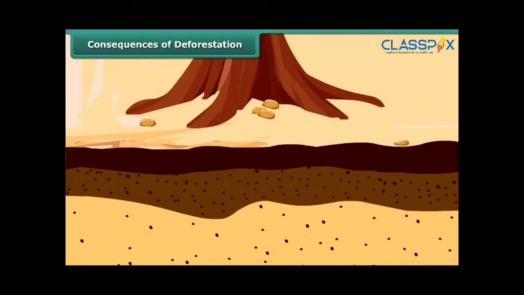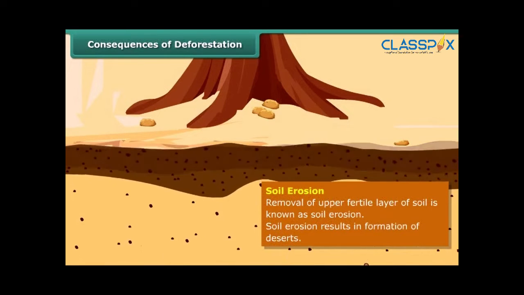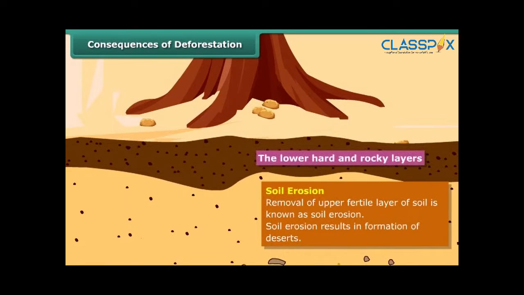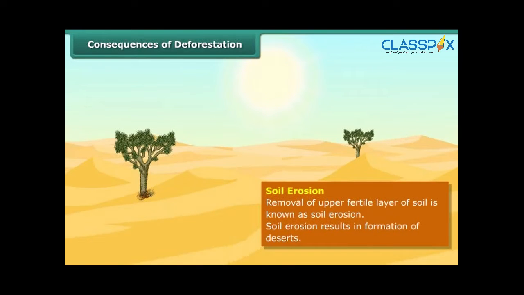Soil erosion. Fewer trees result in more soil erosion. Removal of the top layers of the soil exposes the lower hard and rocky layers. This layer of soil has less humus and is less fertile. Gradually, the fertile land gets converted into deserts. It is called desertification.